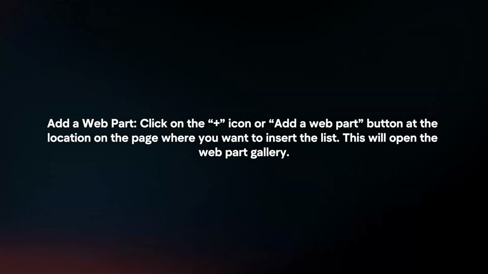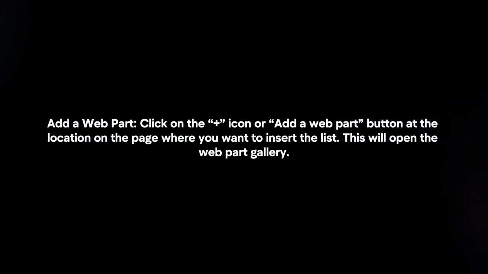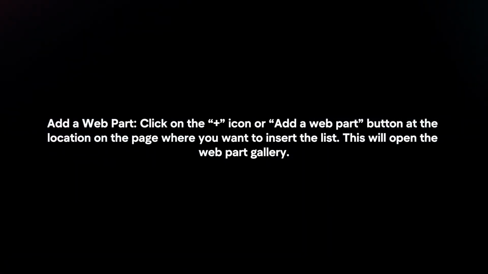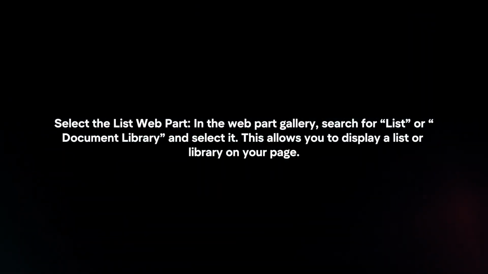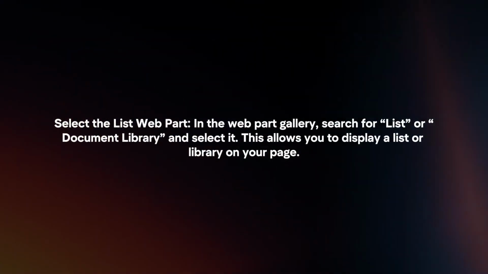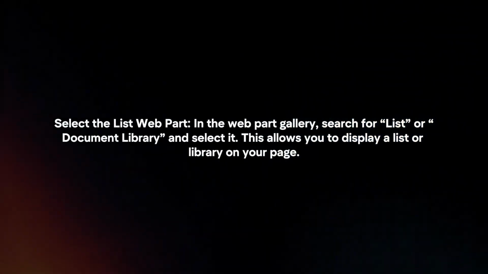Add the web part. Click on the plus icon or add the web part button at the location on the page where you want to insert the list. This will open the web part gallery. Select the list web part. In the web part gallery, search for a list or document library and select it. This allows you to display a list or library on your page.